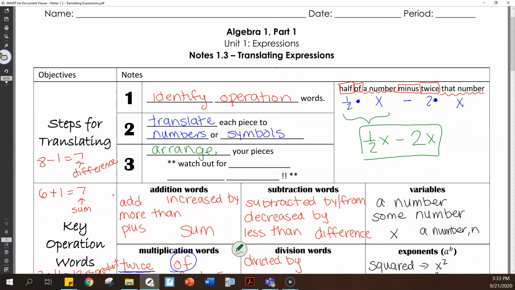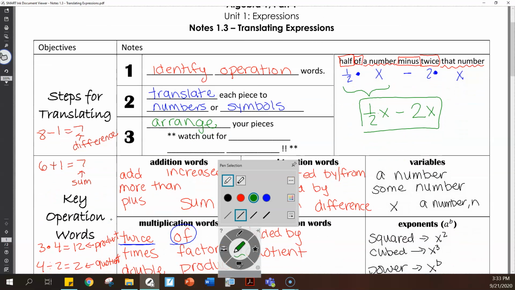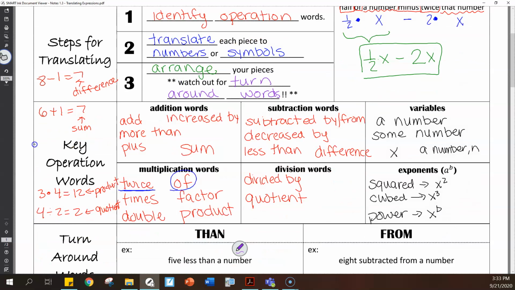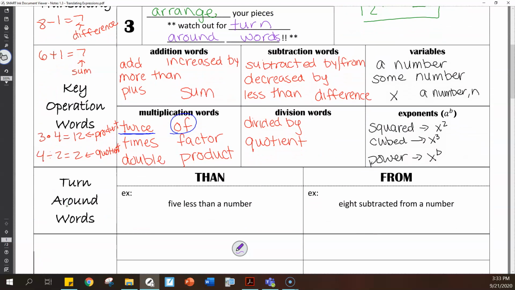When I'm arranging my pieces, I need to watch out for a tricky little thing called turnaround words. Turnaround words are words that tell me I need to change the order of the numbers. Okay? The big two turnaround words are than and from. Than and from both tell me that I need to flip what's going on here.